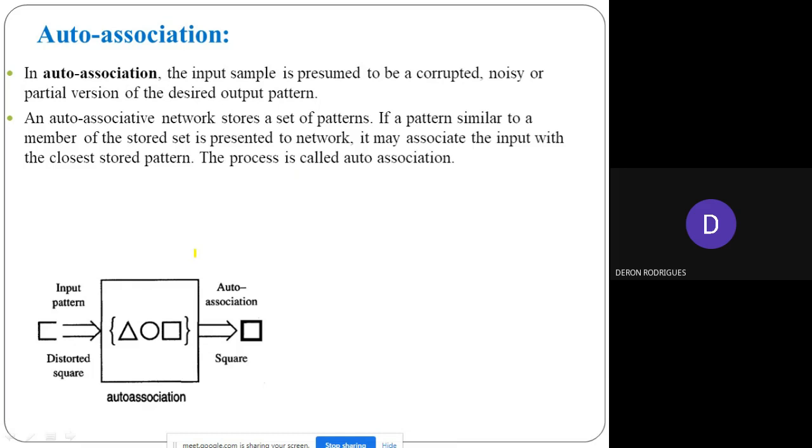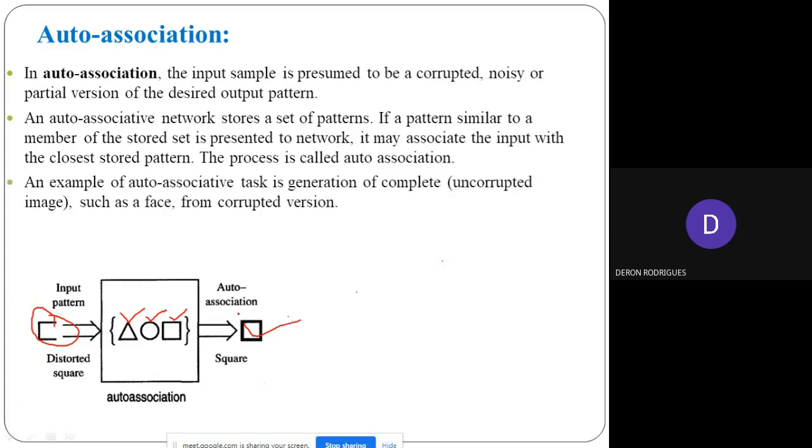Say, for example, now I have a distorted square here. You can see a distorted square here, and how many options are there? I have a triangle, I have a circle, and I have a square. So I can either map it to a triangle, circle, or a square. But it has more similarity with a square, and that is the reason I am going to map it to a square. So this is called the auto association task.